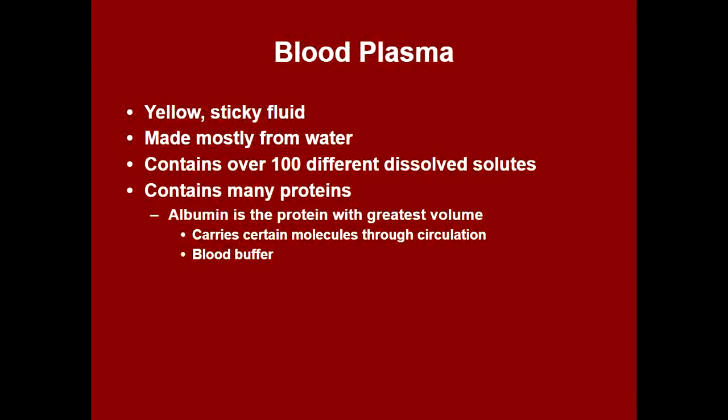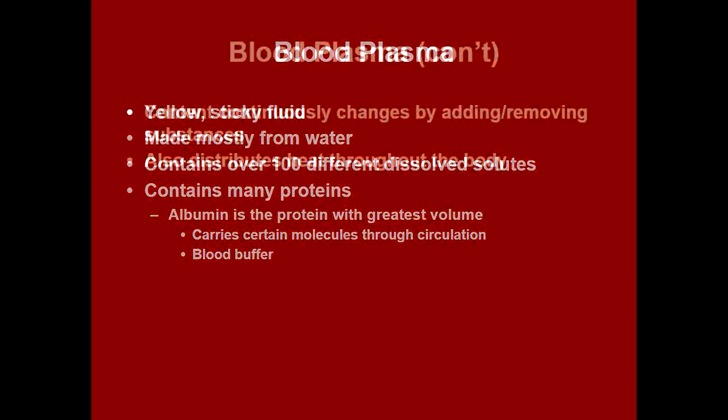Now that matrix that we find the blood cells floating around in, it's a yellow sticky fluid. It's made mostly from water, but there are a lot of solutes dissolved in it and a lot of proteins. One protein is albumin. It's the same protein that's in egg whites. And we have a lot of that in our blood plasma. And its job is to help carry things through circulation, but it also is a blood buffer, which means it keeps the pH within a normal range.